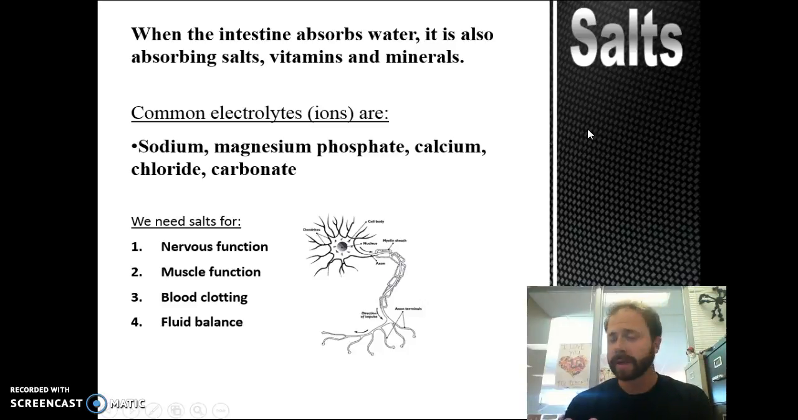And then why do we need these salts? Well, they're great for nervous function, for muscle function. We'll take a look more at the sodium-potassium pumps when we get to our muscular section. And then blood clotting, and also in fluid balance as well, right? So thinking about tonicity and hypertonic, hypotonic, isotonic solutions from biology class. I hope it's ringing a bell. It should. That's what we're talking about when we say fluid balance.